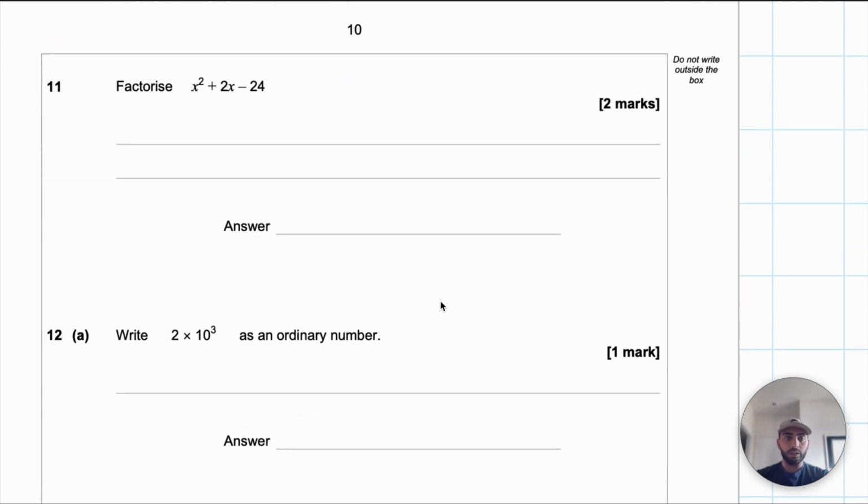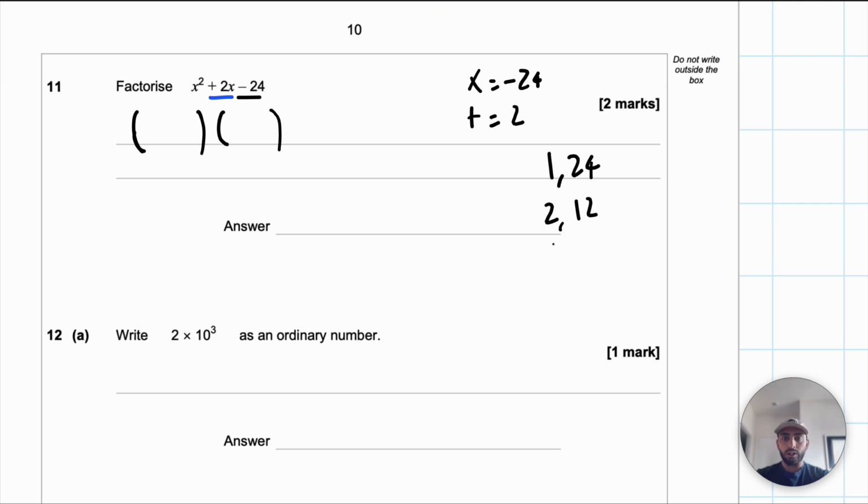Question 11. Factorize x squared plus 2x minus 24. Because the highest power is a 2, this is a quadratic, that means we're going to need double brackets here. We're looking for two numbers that multiply to make negative 24, and they need to add up to make this positive 2. To do this a little bit easier, we're going to list out our factor pairs of 24, so that'd be 1 and 24, 2 and 12, 3 and 8, and 4 and 6, and I think it's going to be this 4 and 6.